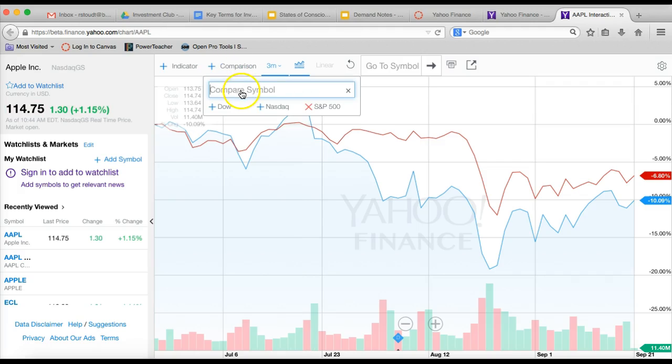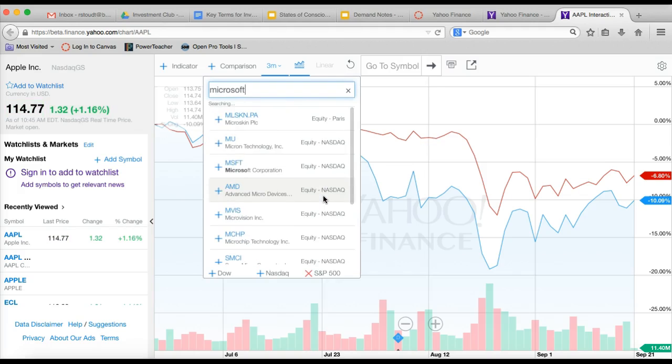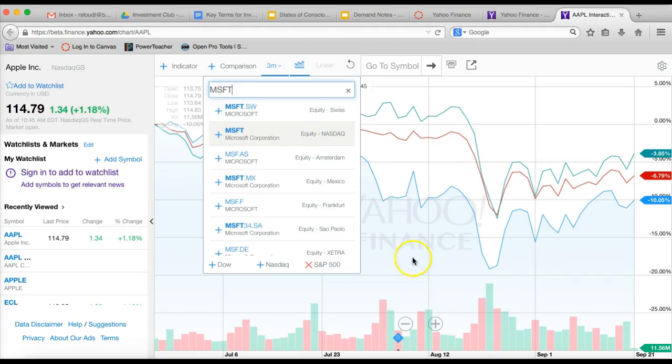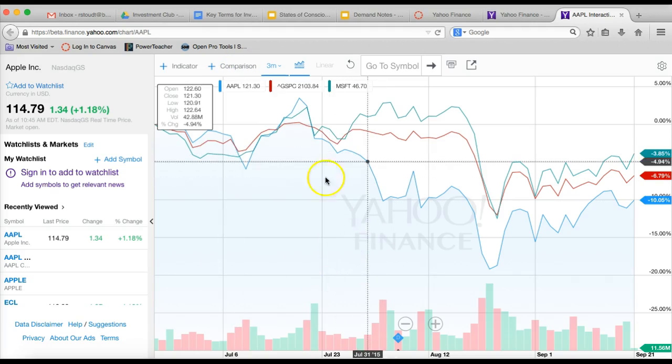The other thing you can do with comparison is compare to an individual company that is a competitor of theirs. So for example, I could type in Microsoft. And by the way, take a look at the differences. Here it says .sw. This is a good example: this is the Swiss exchange, so they sell Microsoft on the Swiss exchange. You're looking for one that says NASDAQ or the NYSE. So the second one is the one that we actually want. So if we compare that, now you have three lines.